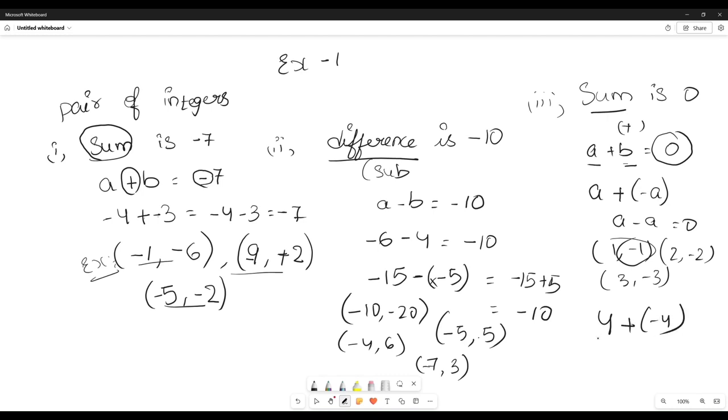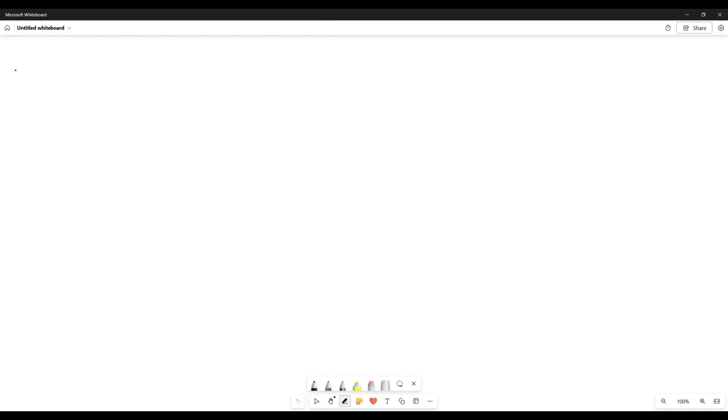Let's do it with a 4. 4 plus minus 4. Plus into minus is minus. So 4 minus 4 is 0. This is the first Roman that is given for this exercise.